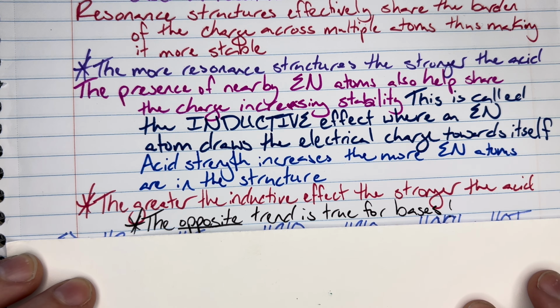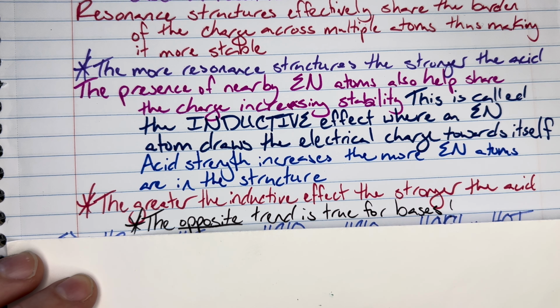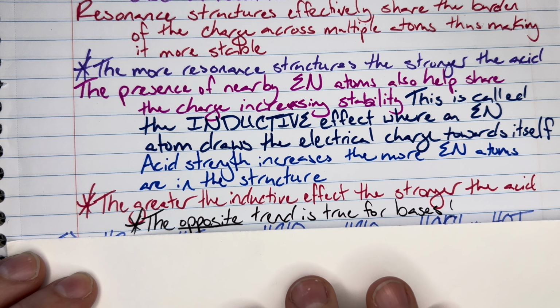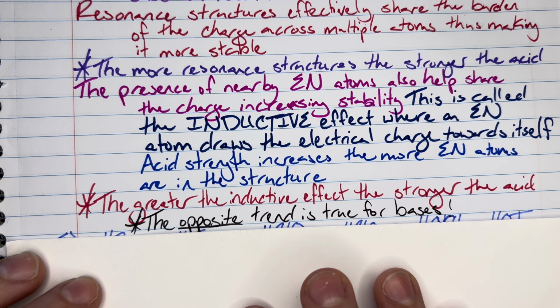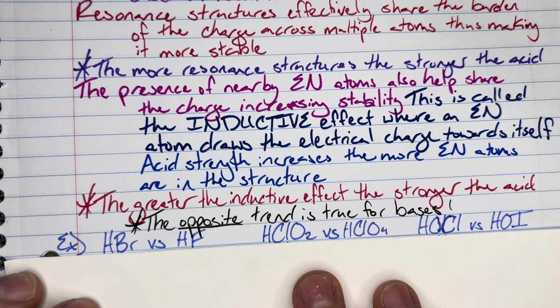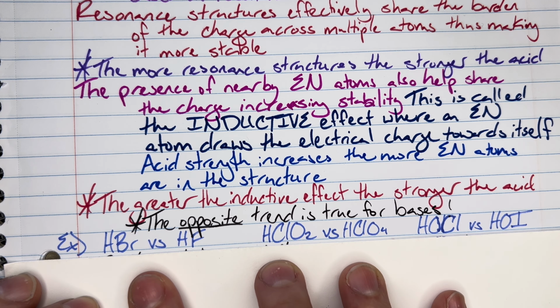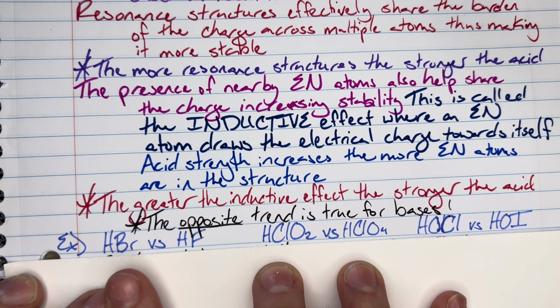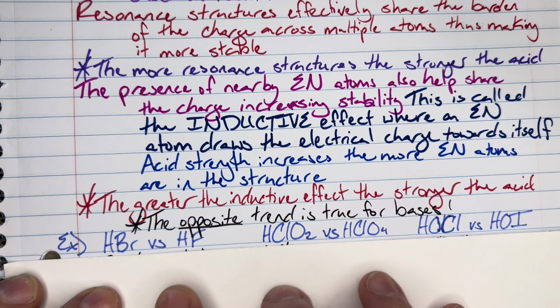This is the exact opposite trend for bases. For acids, I want there to be a bunch of highly electronegative atoms. For bases, I very much do not want there to be a bunch of highly electronegative atoms. Now I'm going to compare the overall strengths of these acids with each other.